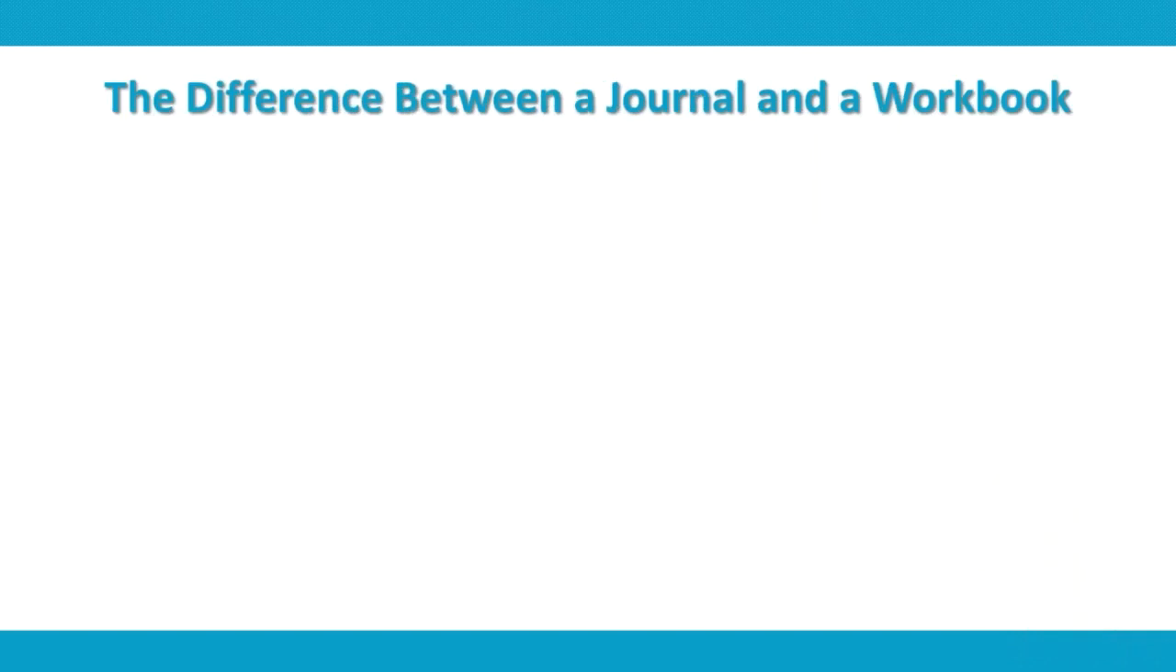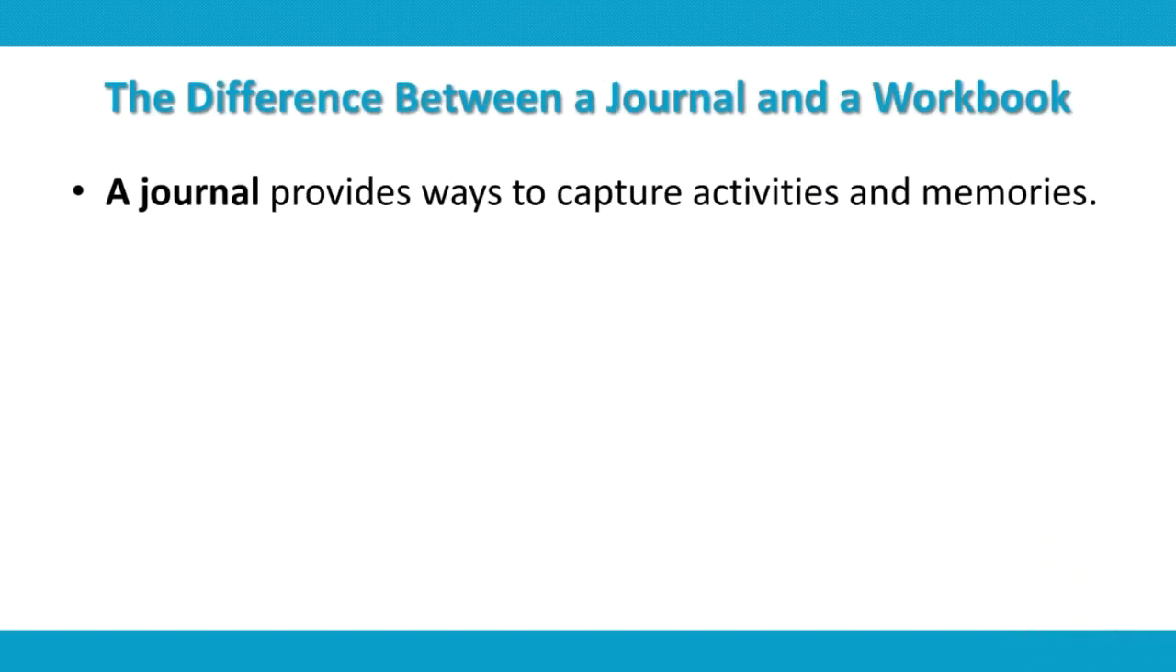So let's talk first about the difference between a journal and a workbook. Typically a journal can be blank pages or blank lined pages. It could be a thought, what am I thinking of? It can be a writing prompt, something that triggers a thought or an idea, or it can be on a specific topic. A journal can be much more than blank lines or blank pages.